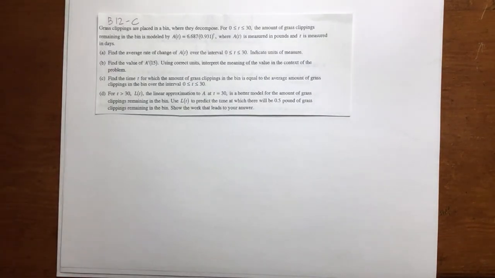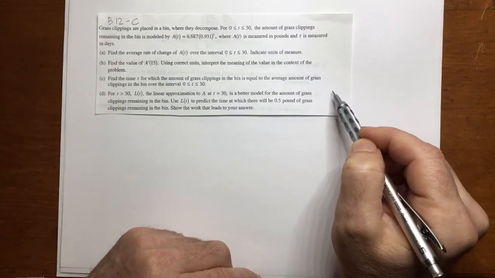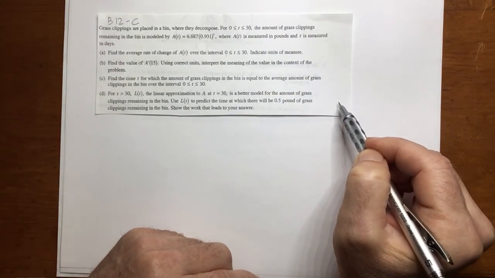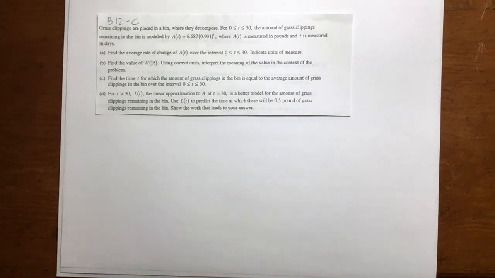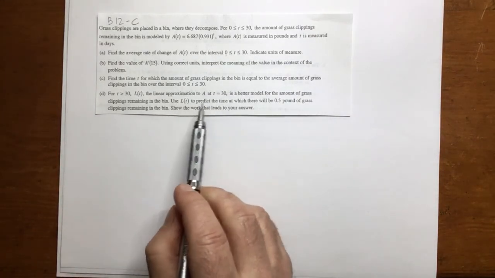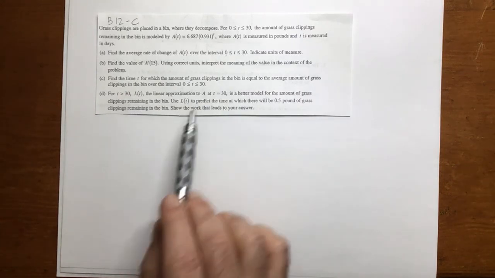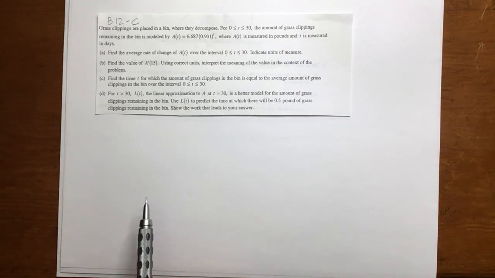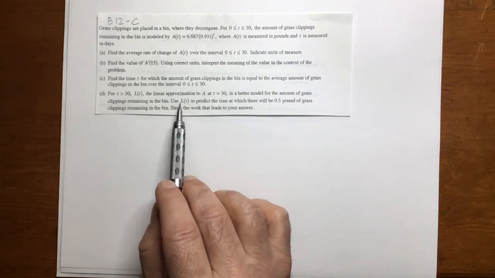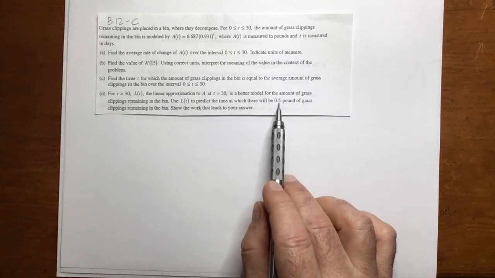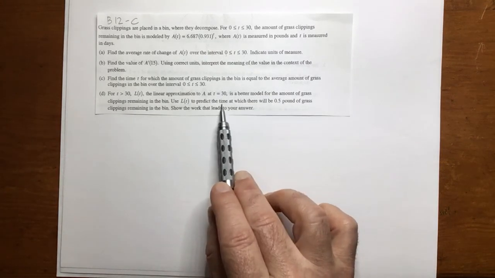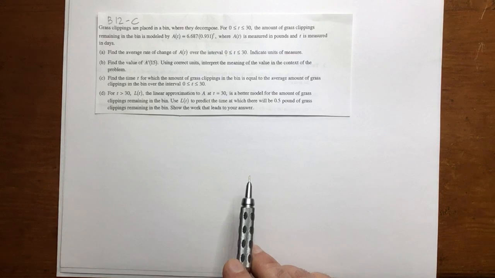And then part D, the linearization. Okay, don't forget what that means. You have a curve, and you're going to, at a point, find the tangent line and use that to approximate values of the curve. And what they say is that it's a better approximation than the function after t is greater than 30. And so you're going to find the linearization and then use it to predict the time. So you'll solve for t at which there are 0.5 pounds of grass.